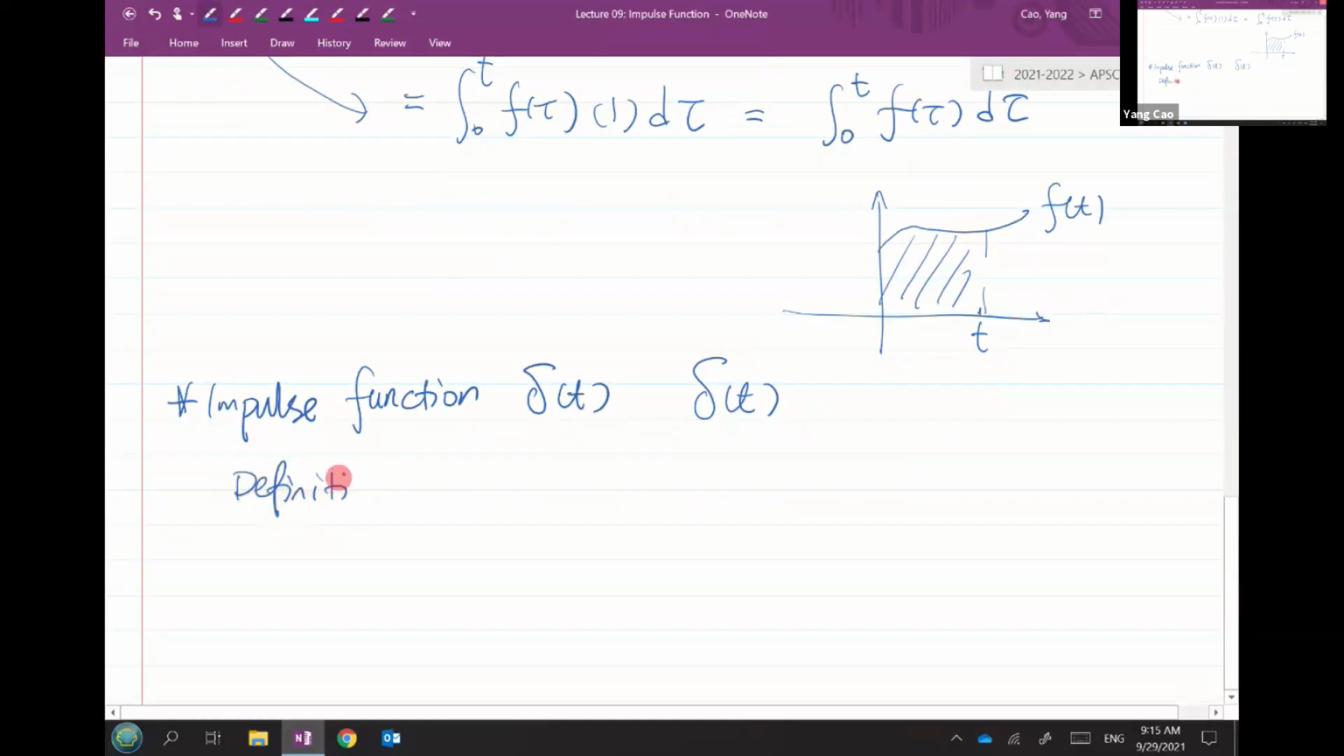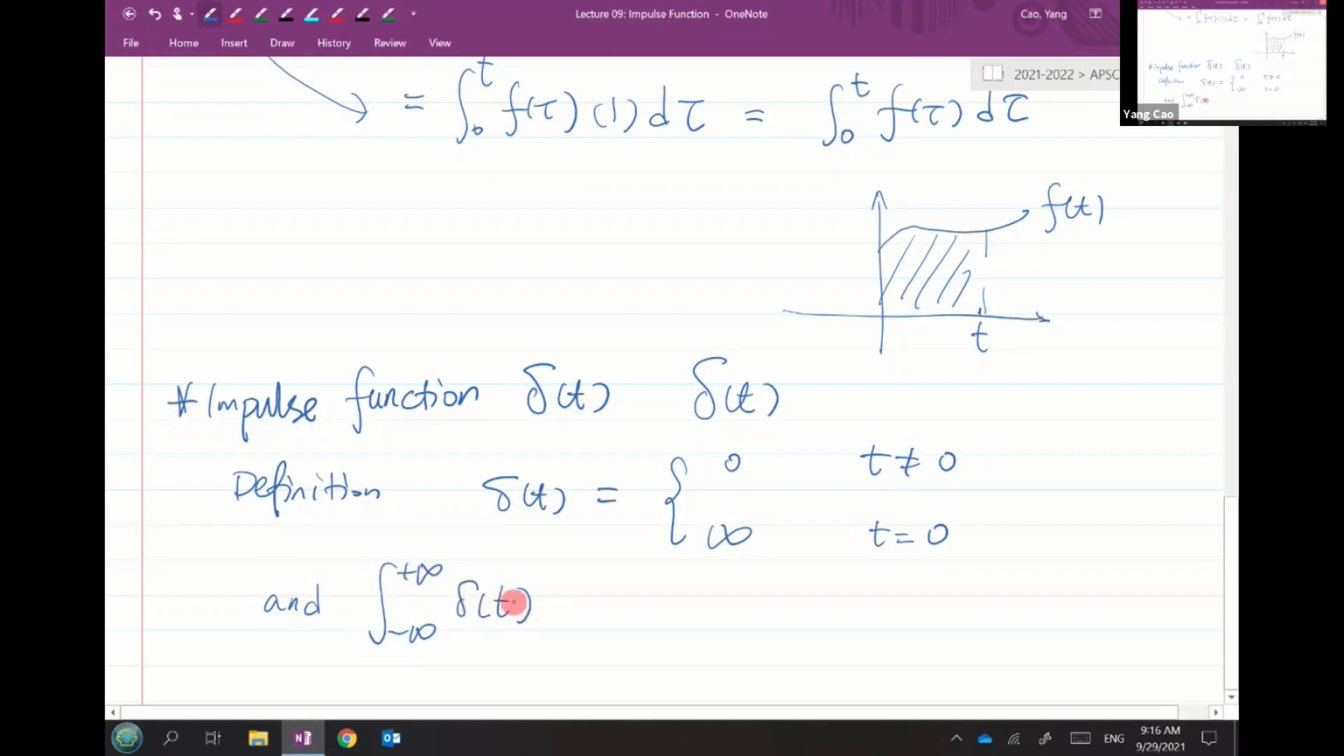First of all, what is the definition? Delta(t) is defined as this. When t is not 0, you get a 0 value. And when t is 0, you get an infinite value. That's not the end of the definition. It also says that if you integrate delta(t) from negative infinity to positive infinity, you get the unit value 1. Let me explain this a little bit, and let's see how we interpret this two-part expression.